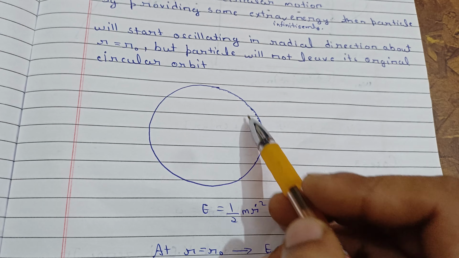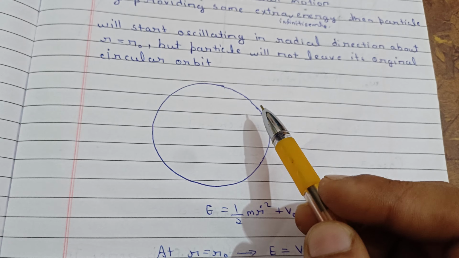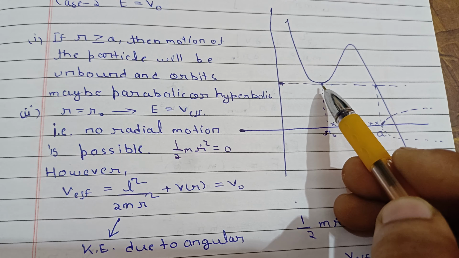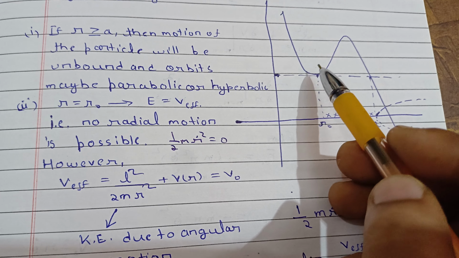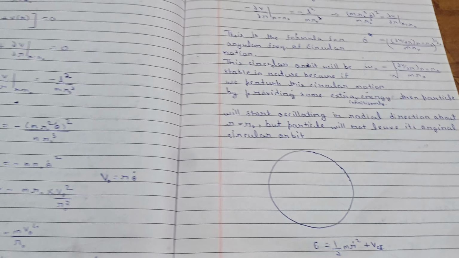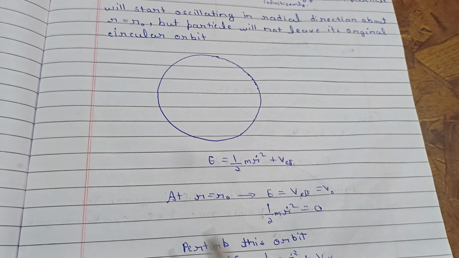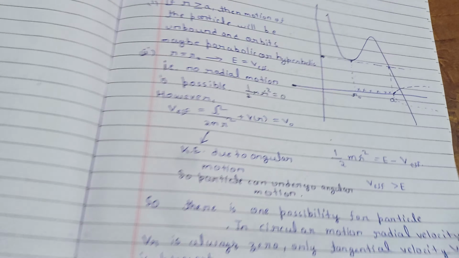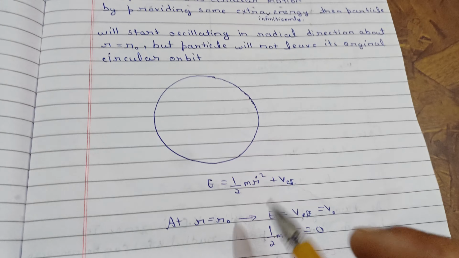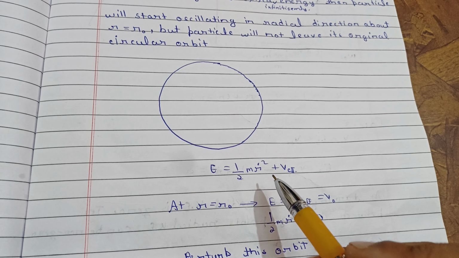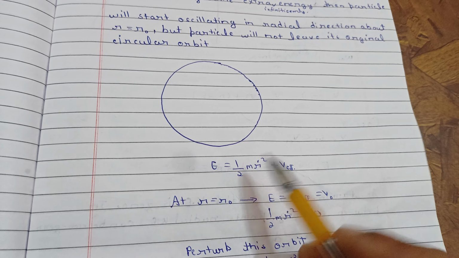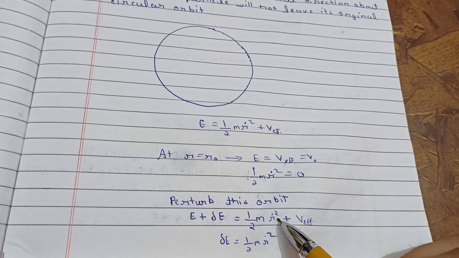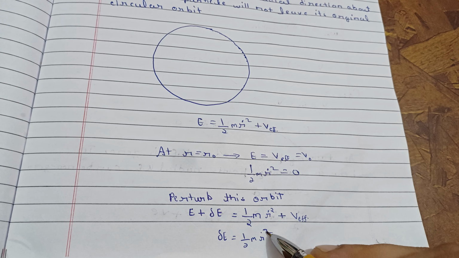So let's say the particle is moving like this in circular motion, and you perturb the energy. The particle was here and you give some delta E energy, so that delta E energy will totally go into the radial kinetic energy. You can see here, this was the energy at r equal to r naught, and this E was totally equal to V effective at this point. That's why this 1/2 m r dot square came out to be 0. But if we give some delta E energy, E plus delta E, then E minus V effective will cancel out, and this whole perturbed energy will go to the radial kinetic energy. So we will have some radial velocity.